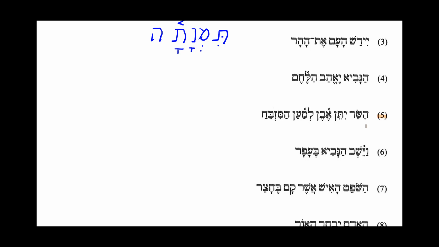So we have Hasar Yitten Even Lema'an Hamizbeach. All right, so at the beginning we have another classic definite article here. Hey with a patach and the doubling of the first letter there, the sin. So Hasar, and that gives us the leader or the prince or the ruler. So the leader.